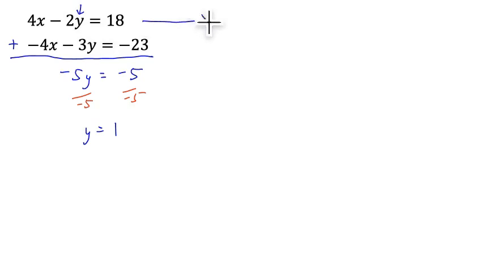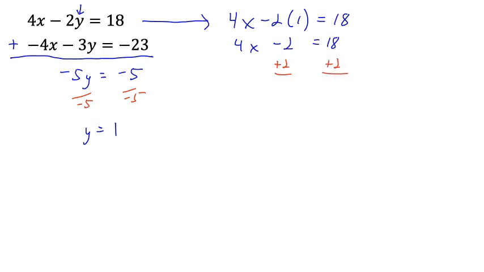So I'm going to rewrite this first equation, and we'll get 4x minus 2 times whatever y is, and y is 1. That equals 18. So I rewrote the first equation, but instead of writing 2 times y, I wrote 2 times 1, because y equals 1. Now I'll just work out the math here. And we get x equals 5.